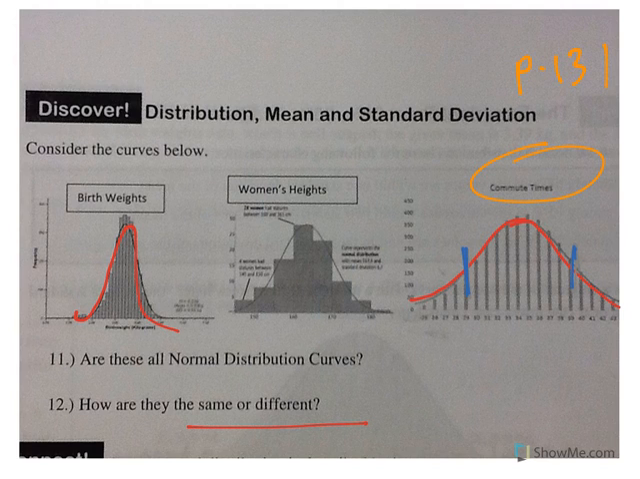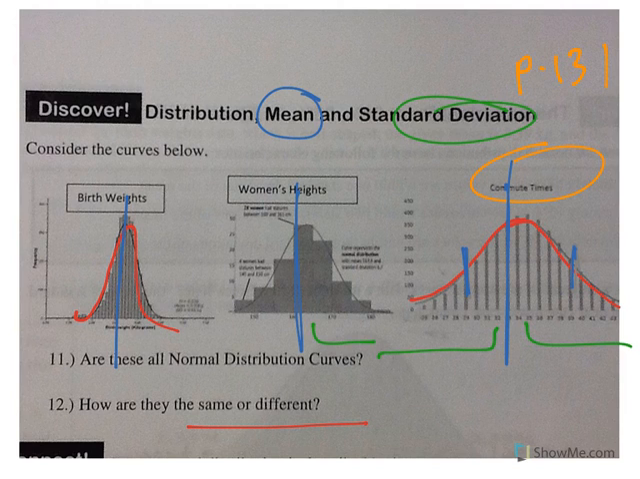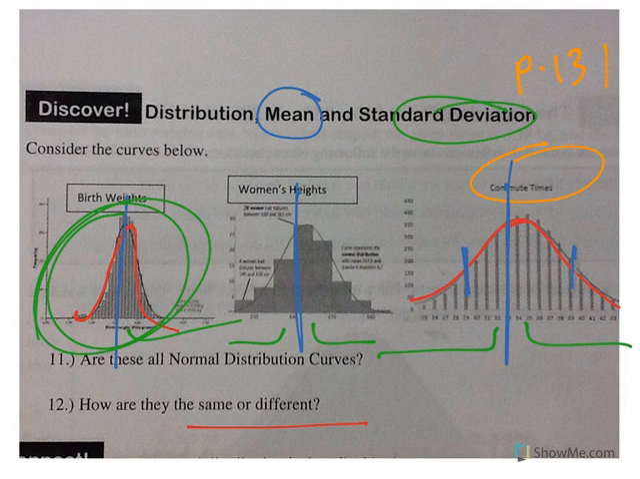So for all of these graphs, the mean is directly in the middle. The standard deviation is implied by the spread. So the fatter it is, or the wider the spread, the larger the standard deviation you're going to have. Whereas if you have a skinnier one, like here in our birth weights, we'll have a smaller standard deviation.